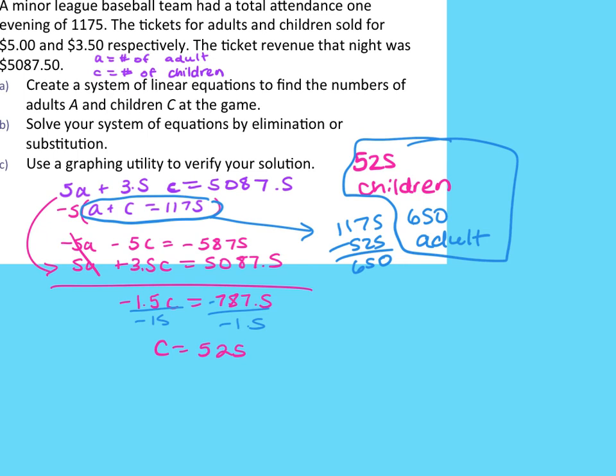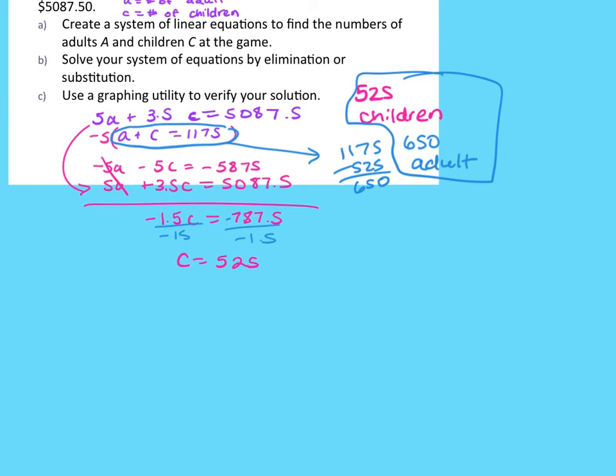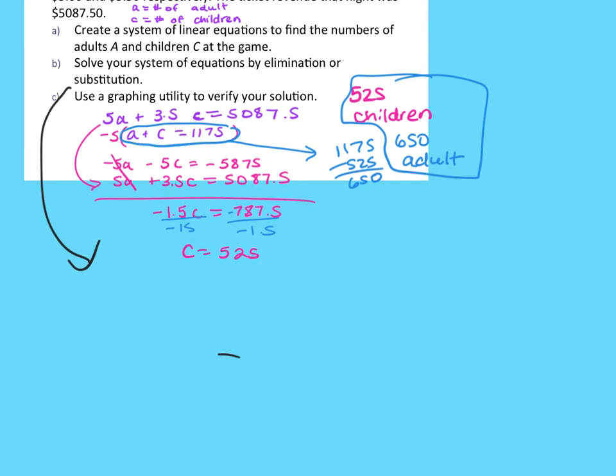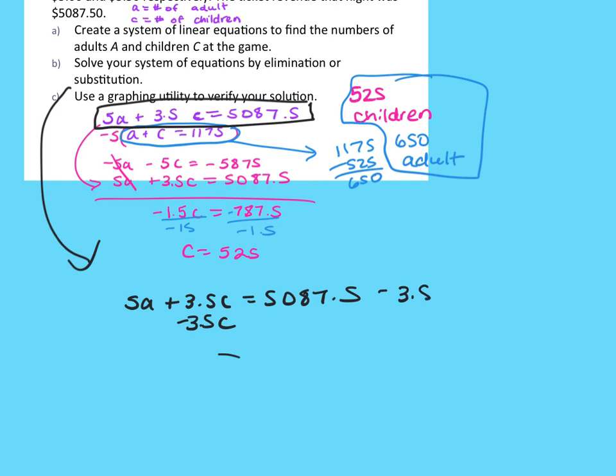The last thing this one says is to use a graphing utility to verify your solution. So I have to solve for one of the variables, and it doesn't matter which one. I don't have an x and a y here, so I could just pick one. Let's say I want to solve this equation for a. I'm going to do 5a plus 3.5c equals 5,087.50. I'm going to solve for a. Subtract the 3.5c, so that's gone. And then divide everything by 5.